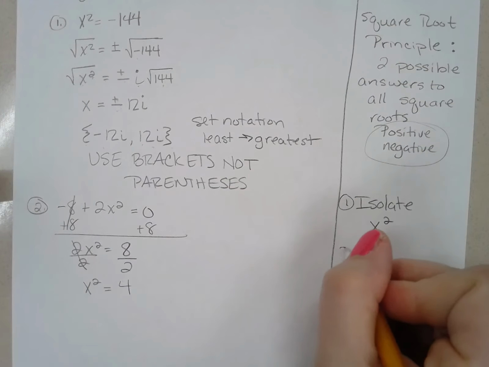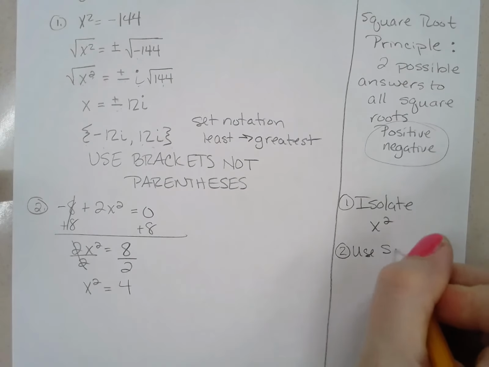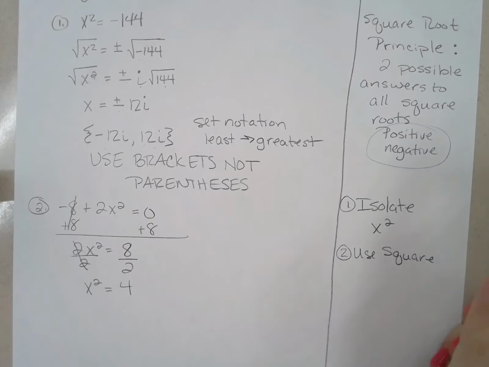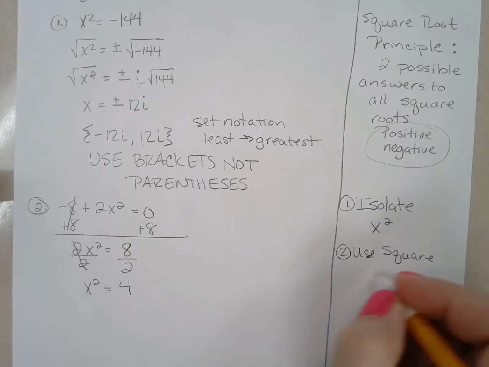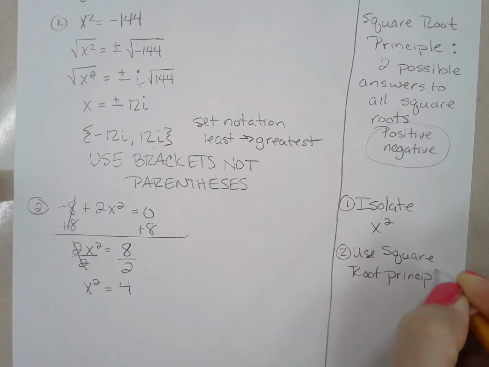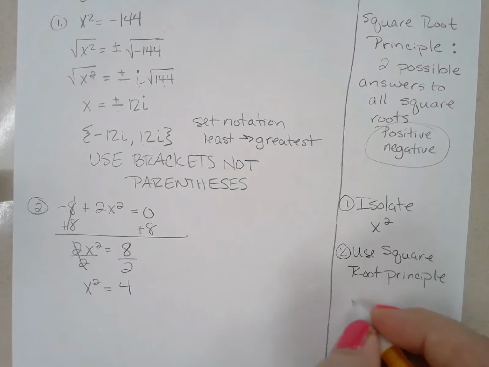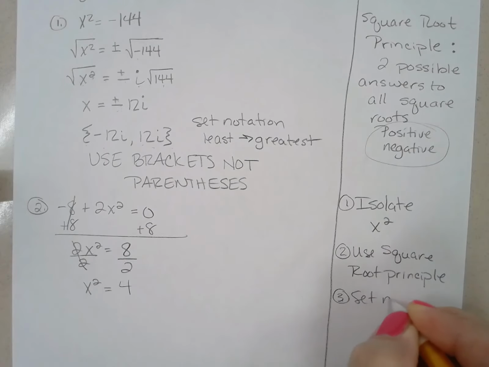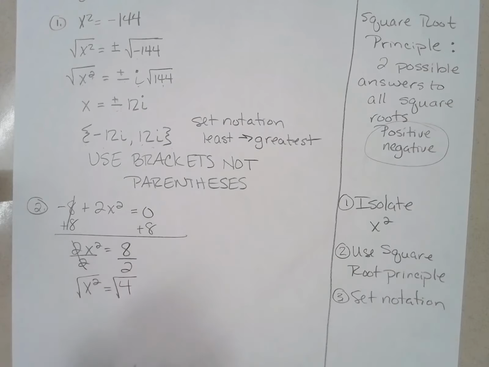So we're going to use the square root principle, and we're going to find the square root of x squared and 4 to find our answer. And we're going to write it in set notation. So we do the square root of both of these things. So this becomes the square root of x squared equals plus or minus the square root of 4. The square root of x squared is x. And the square root of 4 is 2.